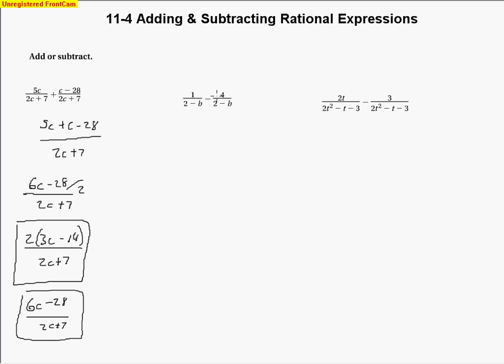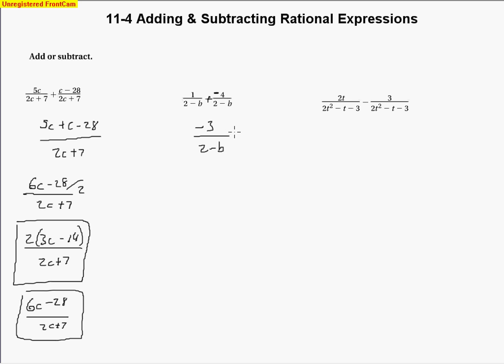Taking a look at the next problem. Whenever we have subtraction, you always want to change it to an addition problem, so I'm going to add the opposite. And the key is, especially when you have more than one term, you've got to take the opposite of all of these terms. In this case, there's just one term, so I'm just taking the opposite of 4, which is negative 4. So I collect these two terms together. That leaves me with negative 3 over 2 minus b.